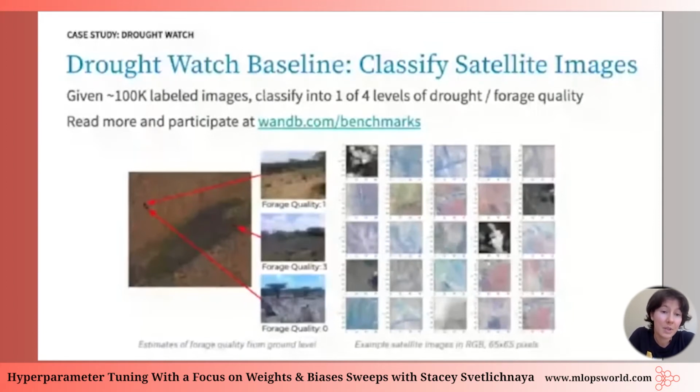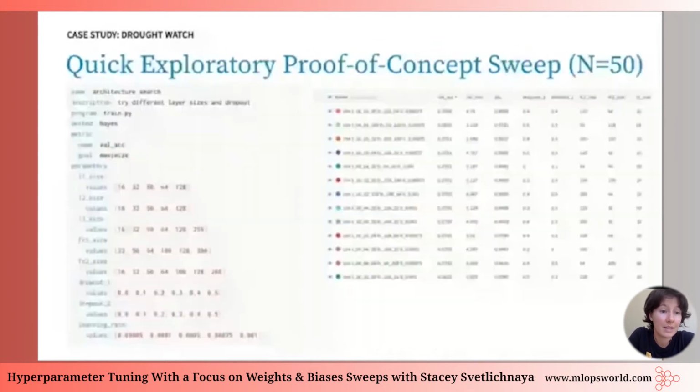And here's just an example of an exploratory sweep that I ran on this. I used Bayesian optimization to maximize validation accuracy and tried a bunch of different values for the 3 convolutional layers and then 2 fully connected layers, and some values for the learning rate, which you can hopefully see.